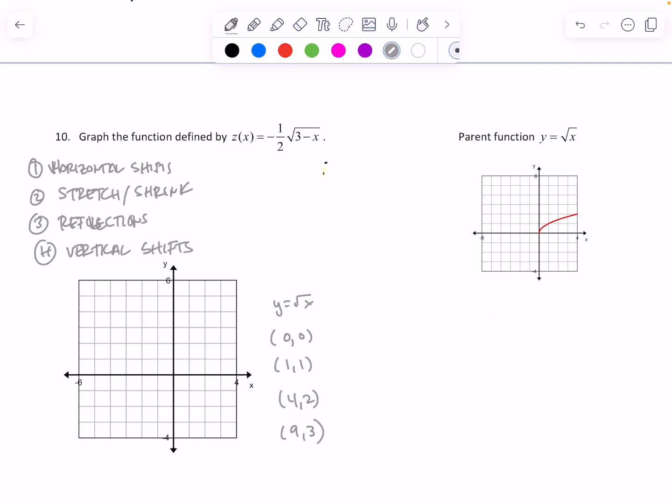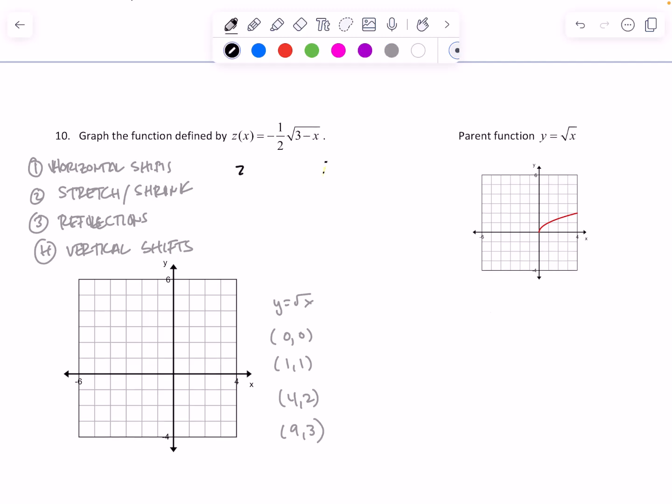And for the stretches and shrinks, it doesn't matter. If you have more than one, it doesn't matter which order you do them in. So, all right, first thing we're looking for is a horizontal shift. To see the horizontal shift a little bit more easily, I'm going to write this guy like this.